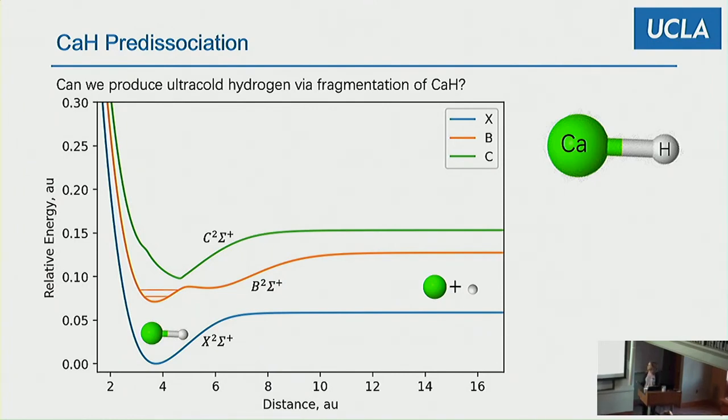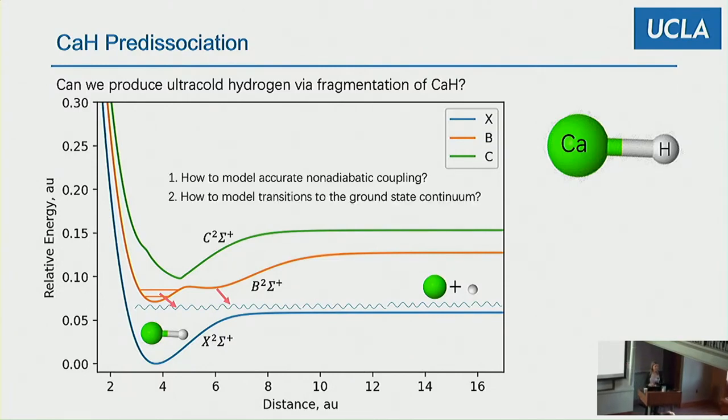So the whole idea here is there's some vibrational states. There's also higher vibrational states in this B sigma plus state where the wave function is no longer localized in the first well. Around V equals 4, it starts localizing on the second minimum of this B sigma plus well. And that could be pretty interesting because you can see the non-adiabatic coupling of your surfaces increases at that point. So the main questions are how can we model non-adiabatic coupling accurately, and how can we model transitions to the ground state continuum?